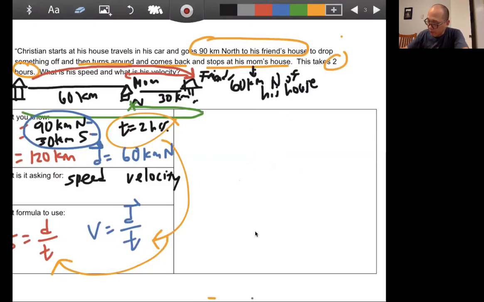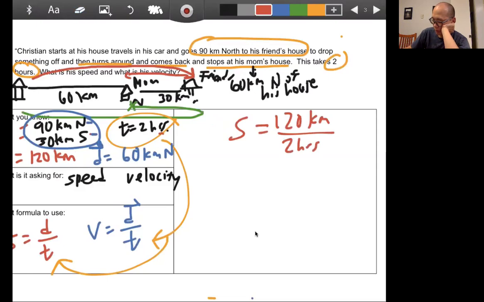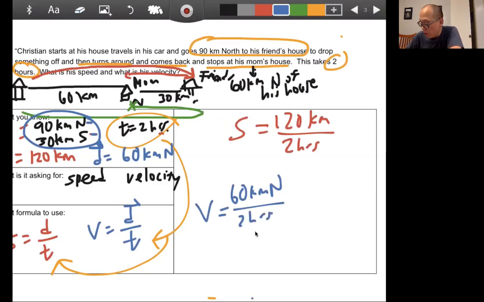Okay, now it's just a matter of substituting in. Oh, I'm sorry, that was an S, it's supposed to be for speed, sorry. Okay, so speed is equal to distance, 120 kilometers, divided by time, which we said is 2 hours. And then velocity is equal to displacement, which is 60 kilometers north, divided by time, which is 2 hours. And now we just do our math.